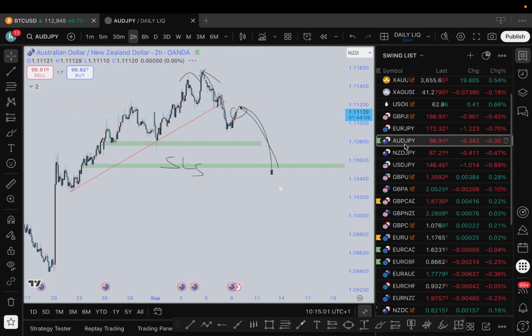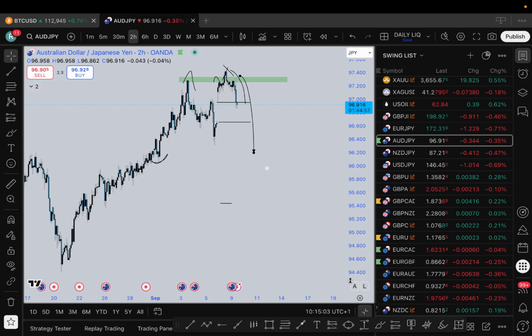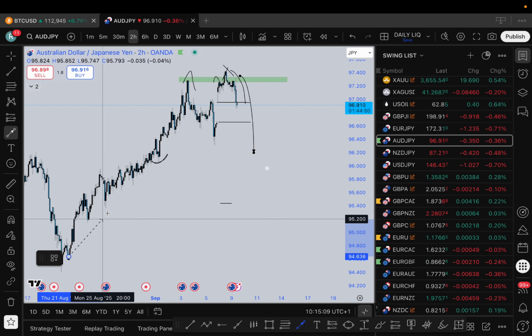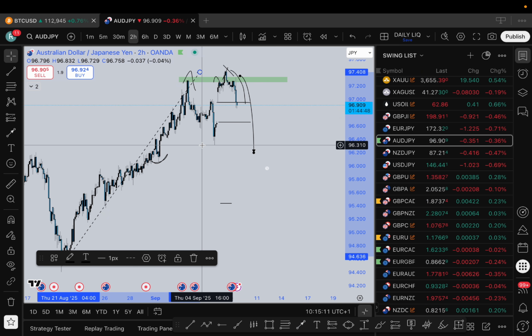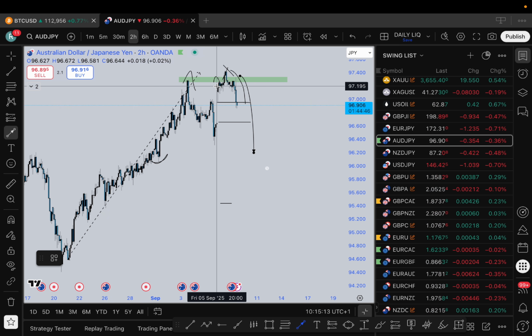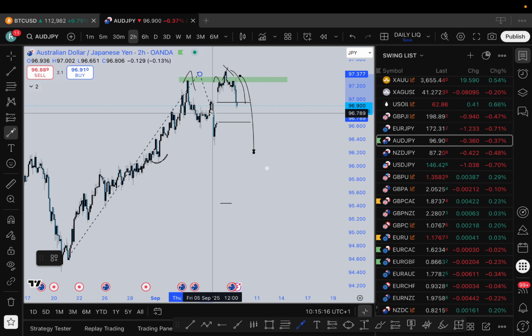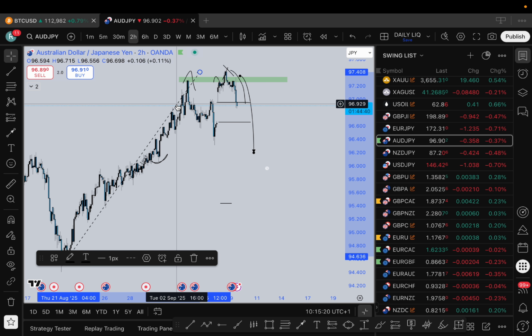Now, first of all, let's quickly discuss the setup that I am looking for, just to summarize my setup and also remind you guys of it. What I usually look for is I look for the market to expand in a certain direction, and then I wait for signs of reversal in the opposite direction, and I try to trade the markets in the opposite direction. So basically, I am a reversal trader.